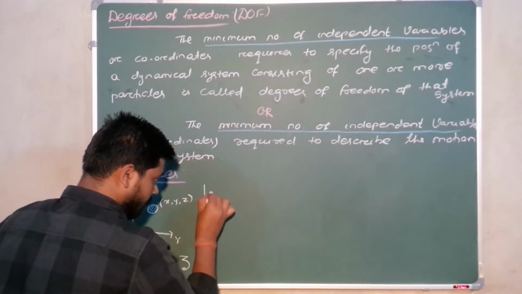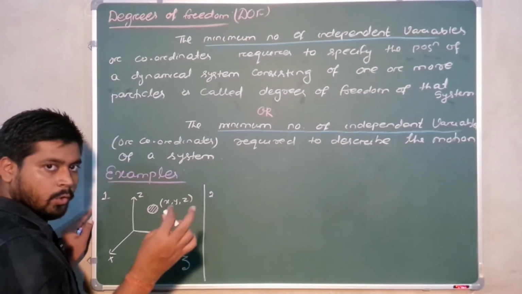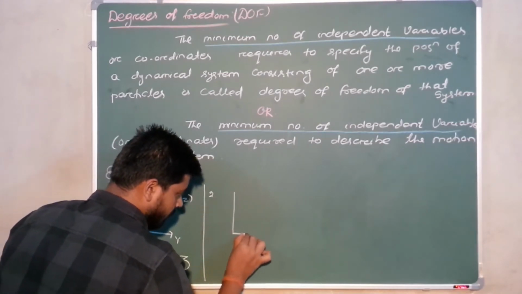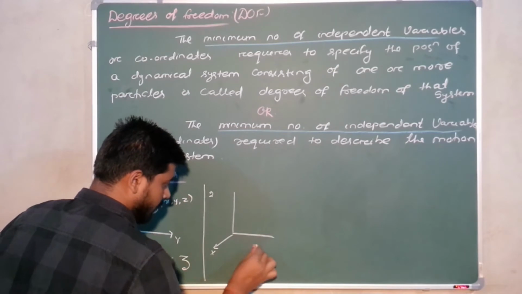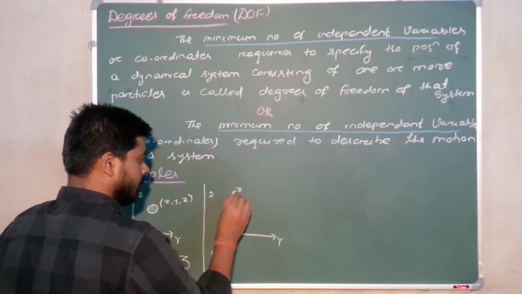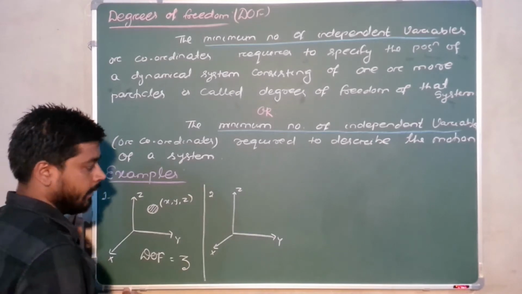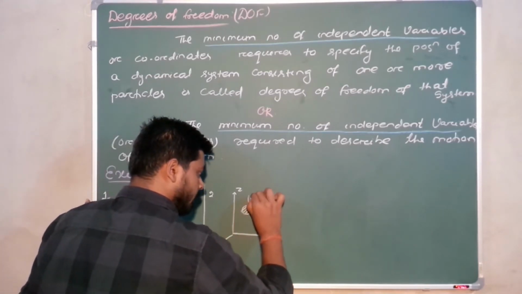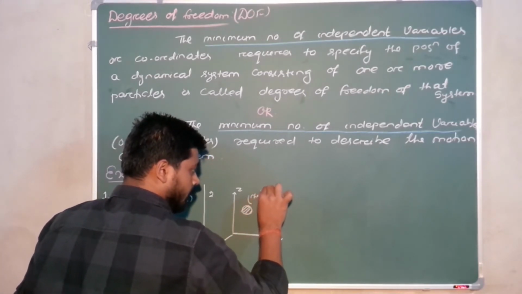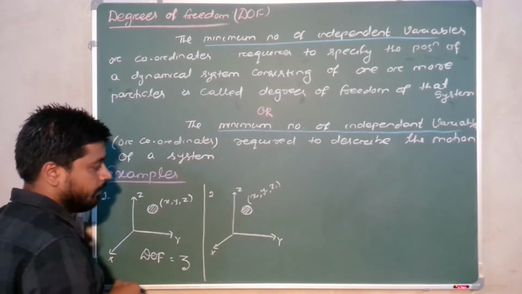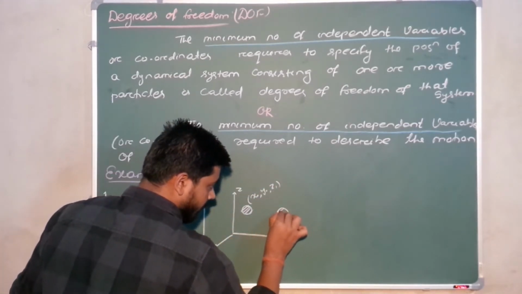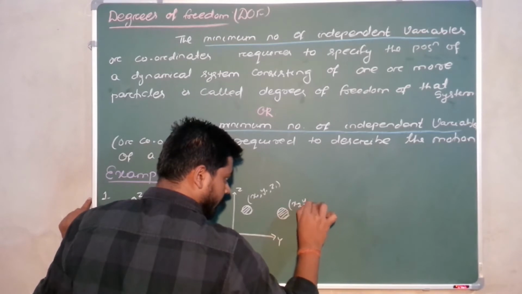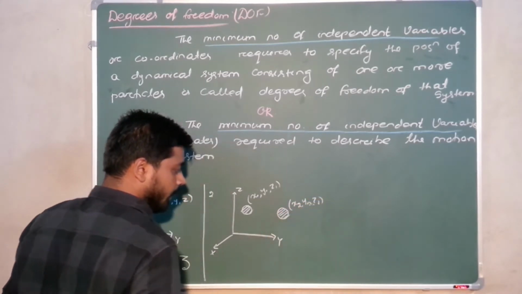Second, instead of taking one particle, let us take two particles. Just see what is the degrees of freedom here. Here also I have x-axis, y-axis and z-axis. Here let us take two bodies. Here is a body having coordinates, that is position x1, y1, z1. Then take another body having position x2, y2, z2.